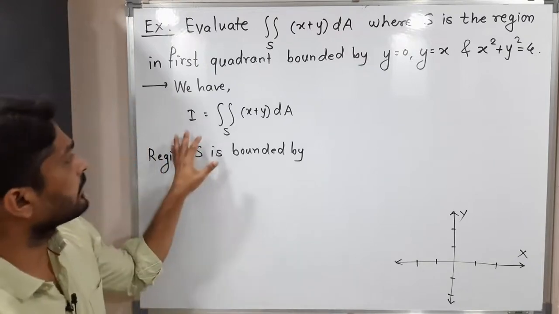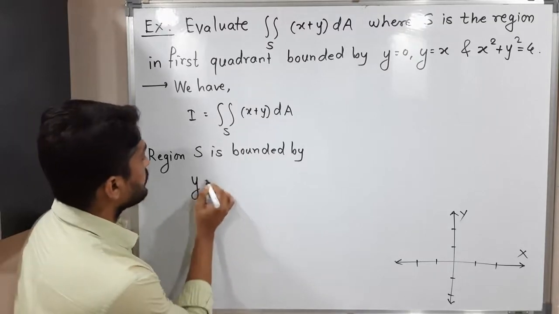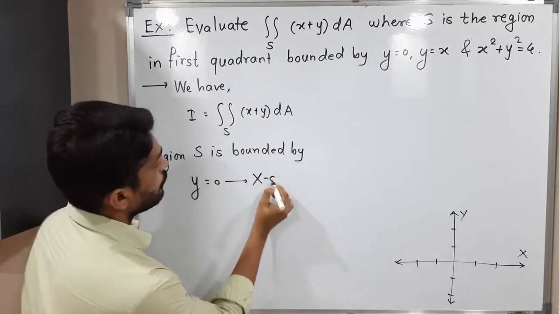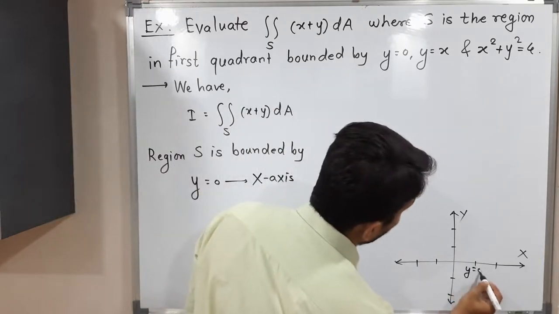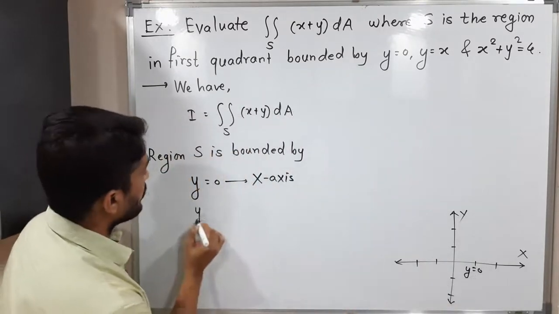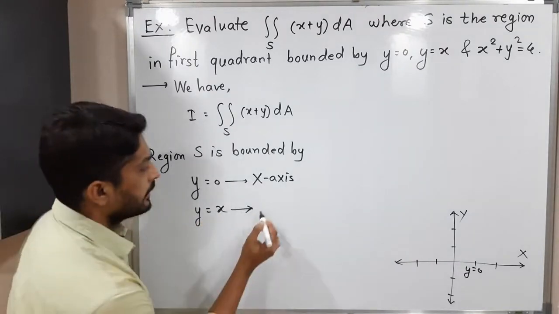I have written the given integral here. The region is bounded by, let me write one by one, y is equal to 0. You know that this is the equation of the x-axis. Next, y is equal to x. The power of y is 1, the power of x is also 1, so it represents a line.